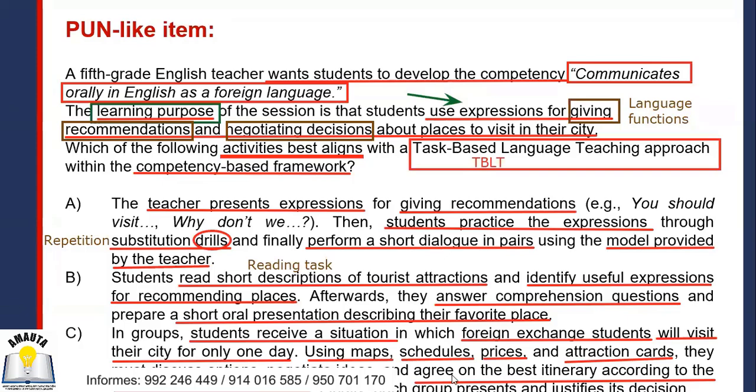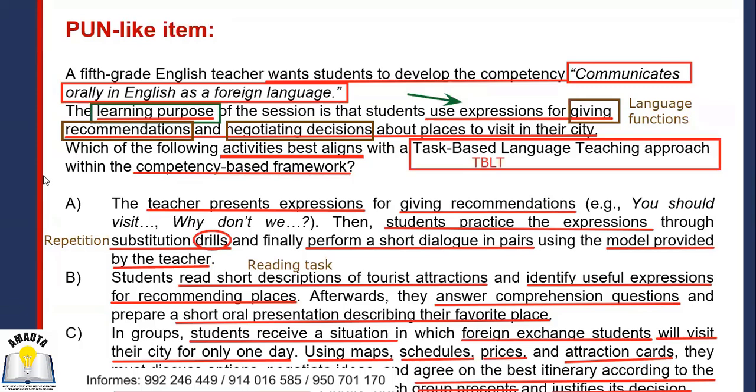Presents and justifies its decision. Each group performs this communicative activity, right? It's like a role play. In other words, they act it out and finally they justify their decision. Okay.